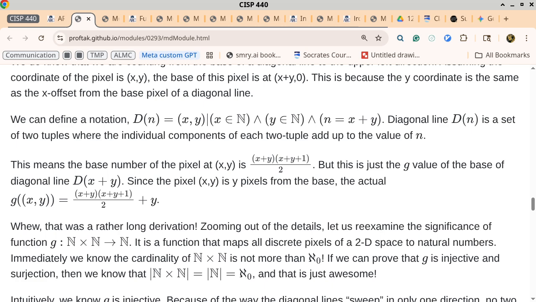And what about rational numbers? Same thing. If you look at the set of rational numbers, and you look at its cardinality, it is also the same as the cardinality of the natural numbers. So how is that the case?